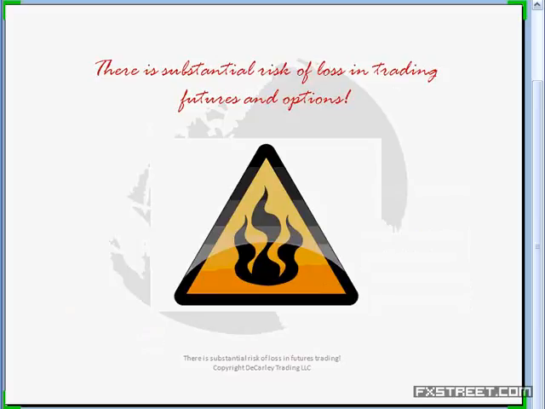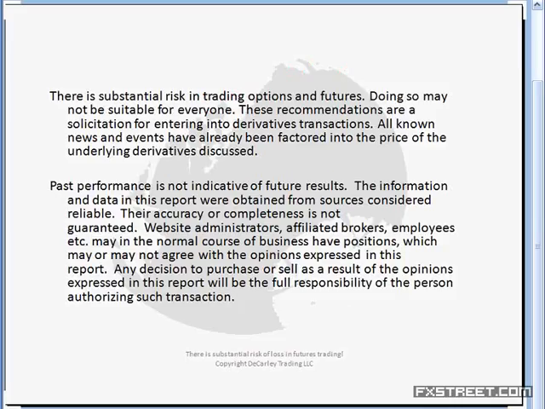Before we go any further, I just want to clarify to everybody that there is a substantial risk of loss in trading futures, options, and Forex. I should have put that in there. So futures, options, and Forex, very risky.